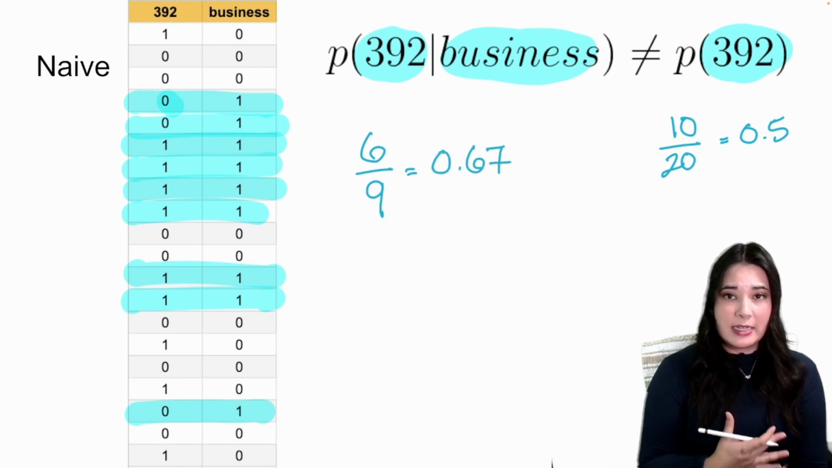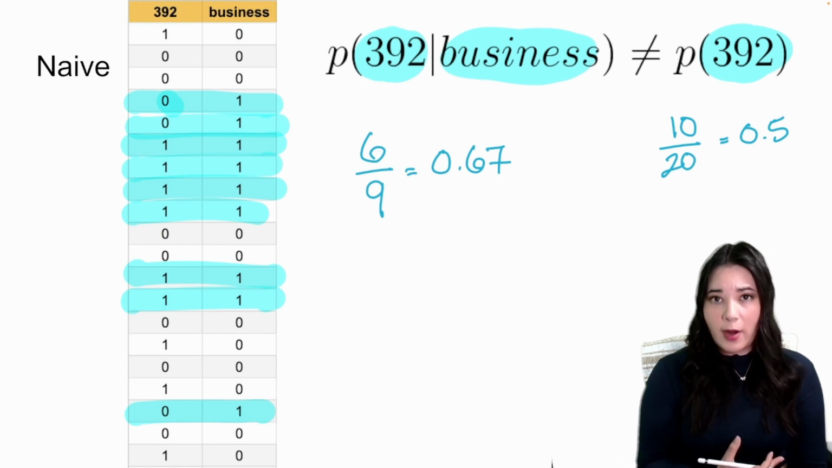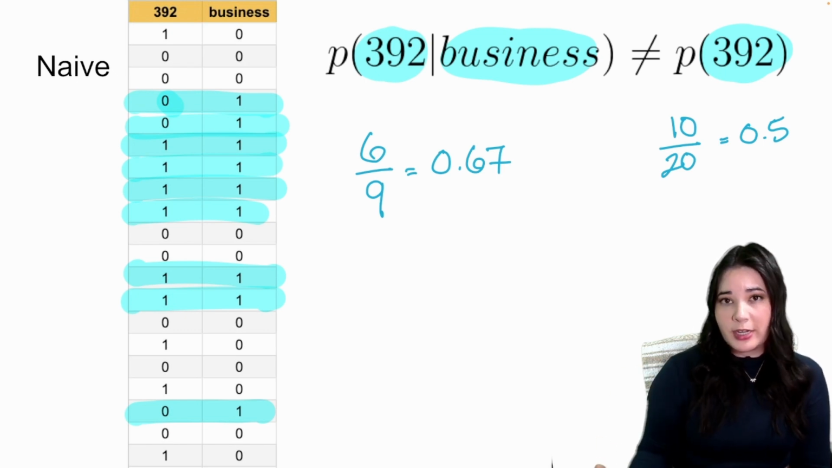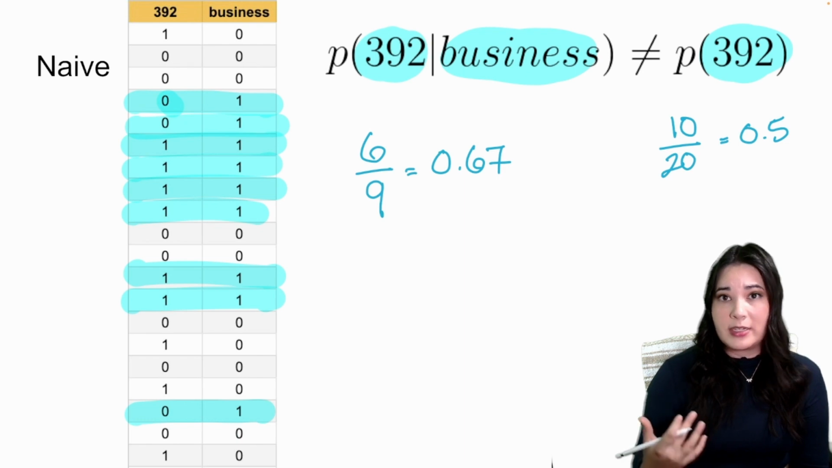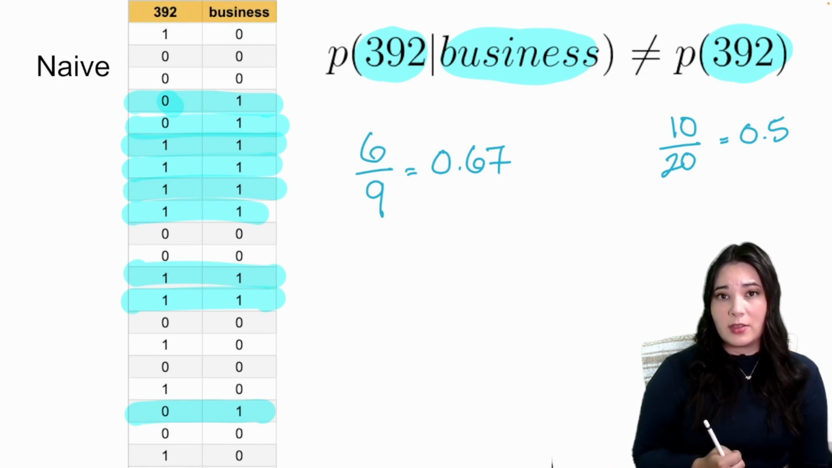Notice there's a big difference between the overall probability of taking 392 and the probability of taking it given that you're a business major. This means that knowing someone's a business major helps you improve your prediction of whether or not they are going to take 392. Thus, these two things are not independent. Knowing someone's a business major gives you information about whether or not they've taken 392.